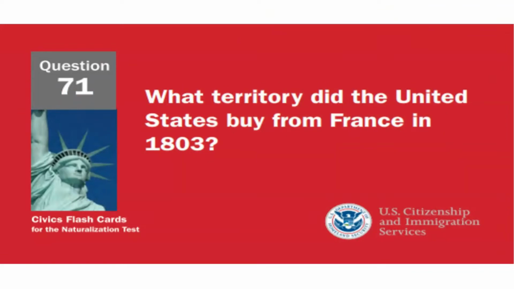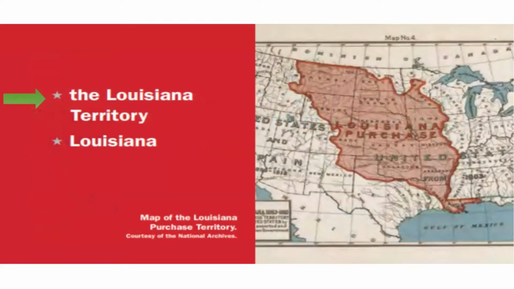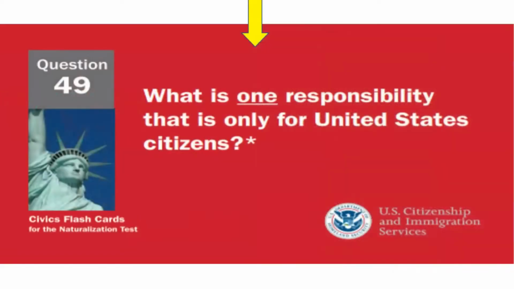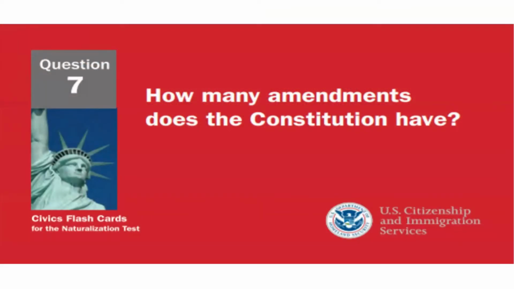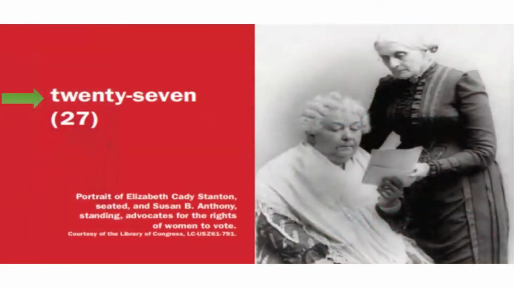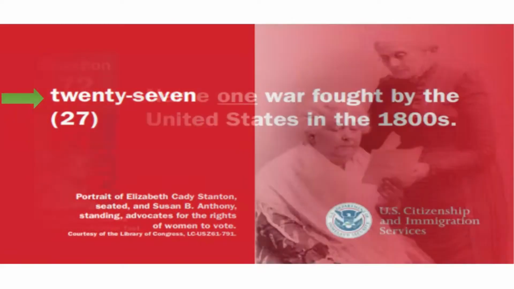What territory did the United States buy from France in 1803? The United States bought from France in 1803 the Louisiana Territory. What is one responsibility that is only for United States citizens? Vote in a federal election. How many amendments does the Constitution have? The Constitution has 27 amendments.